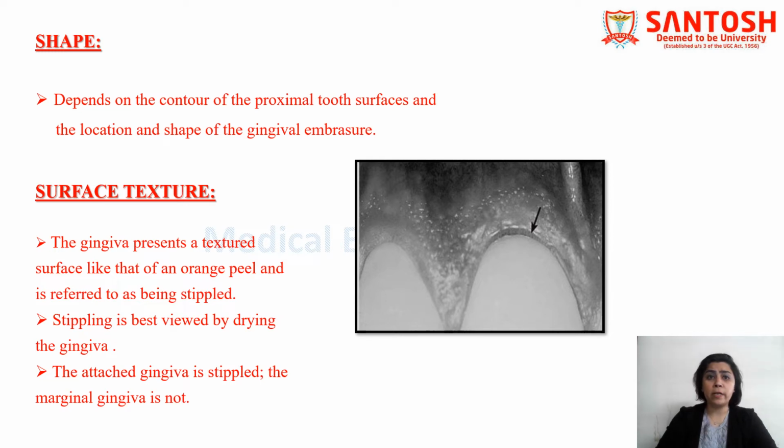Shape of the gingiva depends on the contour of the proximal tooth surface and the location and shape of the gingival embrasure. Surface texture: the gingiva presents a textured surface like that of an orange peel and is referred to as being stippled. Stippling is best viewed by drying the gingiva. The attached gingiva is stippled and the marginal gingiva is not.